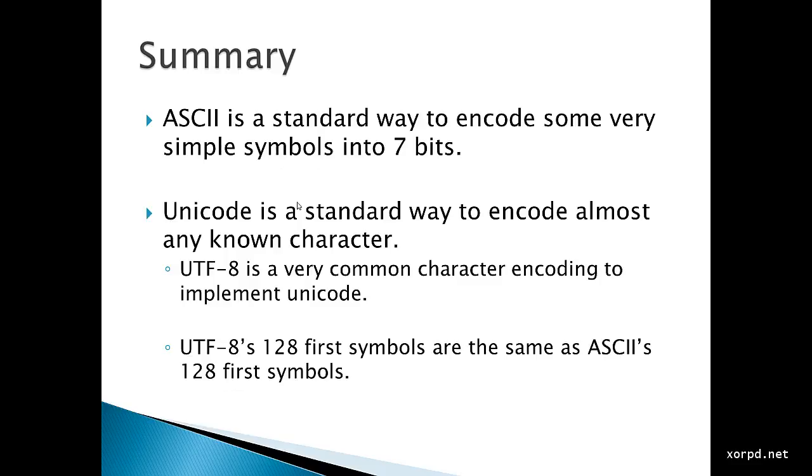Summary of what we've learned in this lesson. ASCII is a standard way to encode some very simple symbols into 7 bits. Unicode is a standard way to encode almost any character known to the human race. UTF-8 is a very common character encoding to implement Unicode. UTF-8's first 128 symbols are the same as ASCII's first 128 symbols, which means that UTF-8 has some kind of backwards compatibility mechanism to be able to work with the old ASCII standard way to encode data.